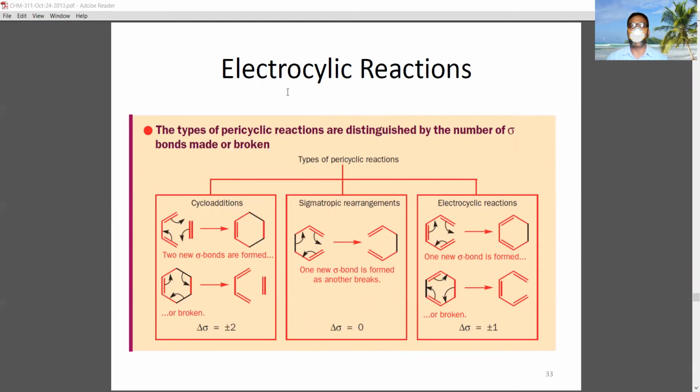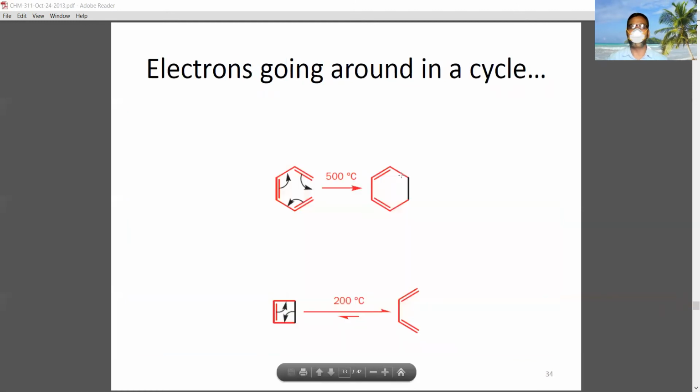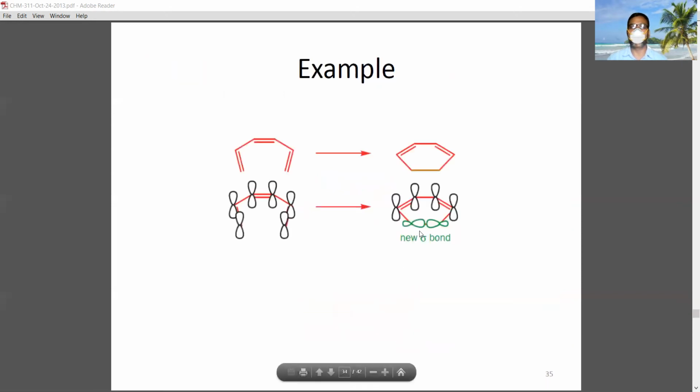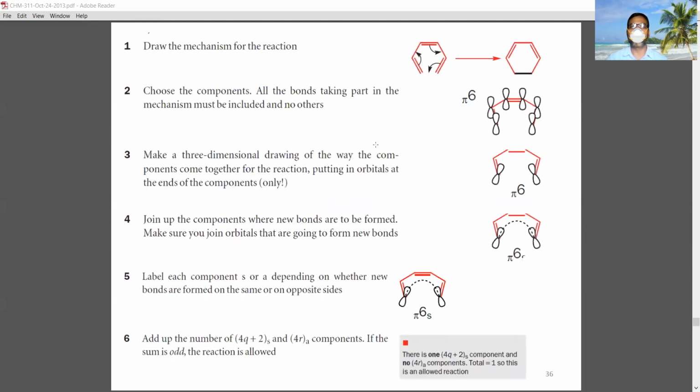Now I will talk about the electrocyclic reaction. This type of pericyclic reaction is distinguished by the number of sigma bonds made or broken. You can see this is an example of an electrocyclic reaction. There is a sigma bond, so electrons go around in a cycle. You can see this bond shift, this bond shift. At 5 degrees Celsius, this new bond is formed. Here you can see this is also electrocyclic, forming this bond. Now you see the formation of the sigma bond.